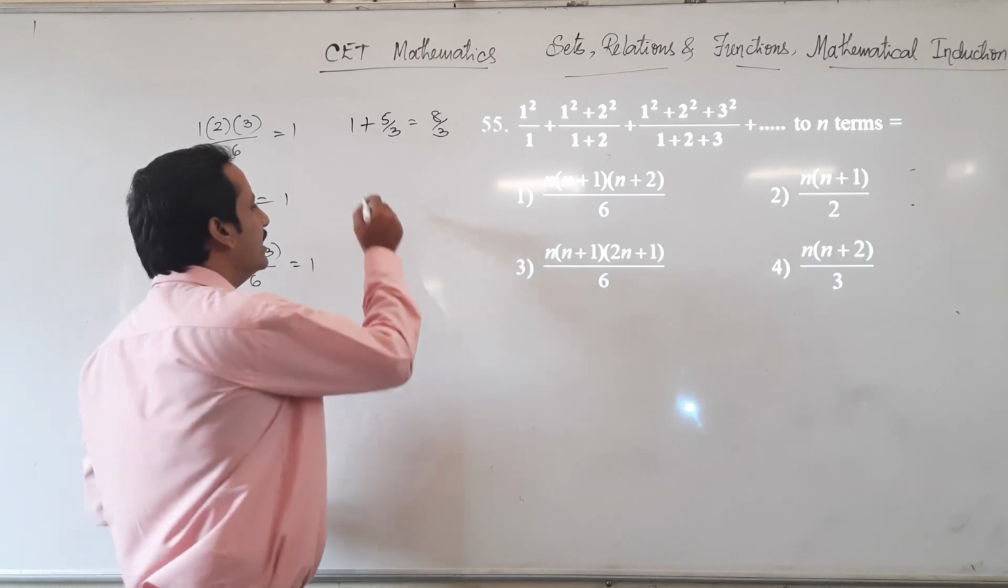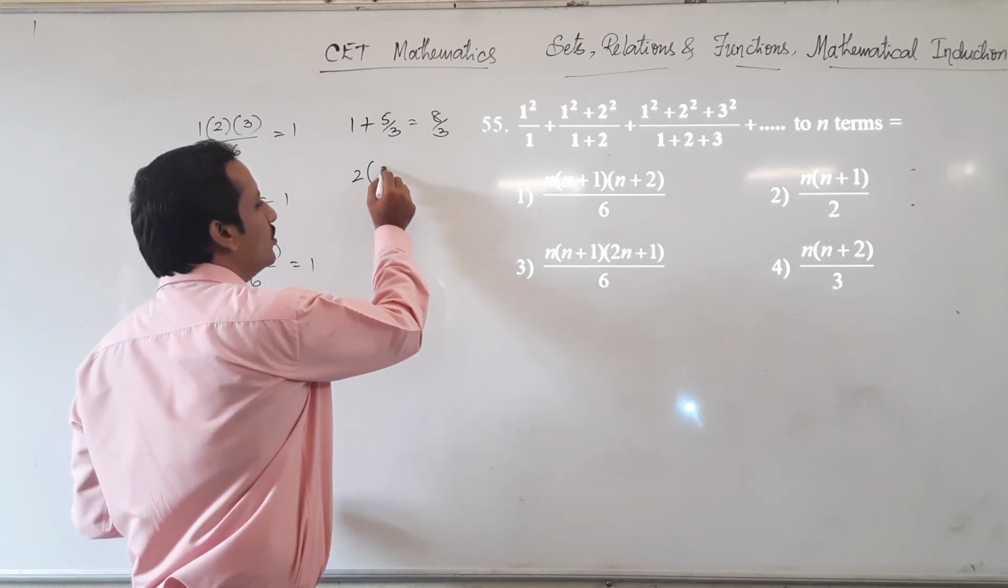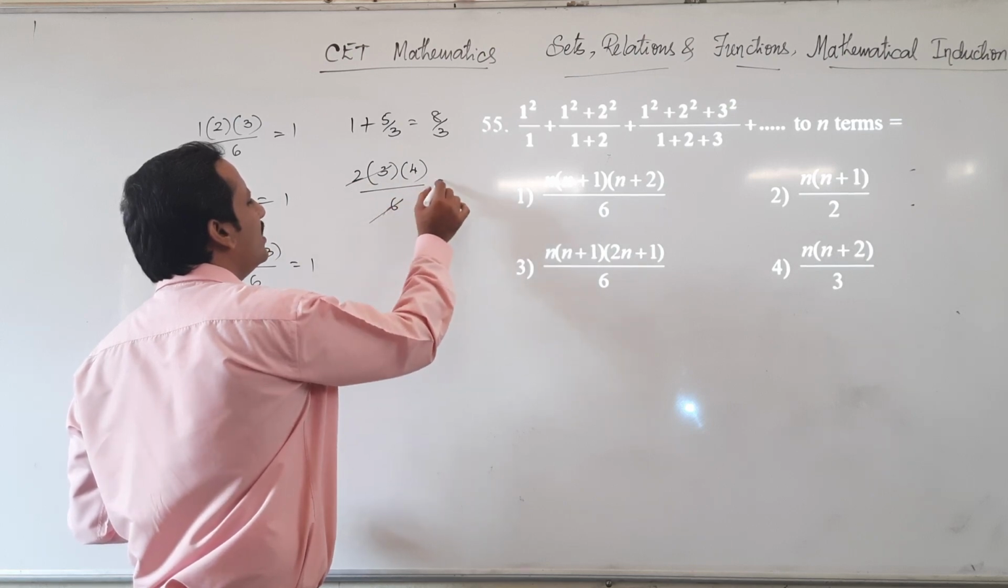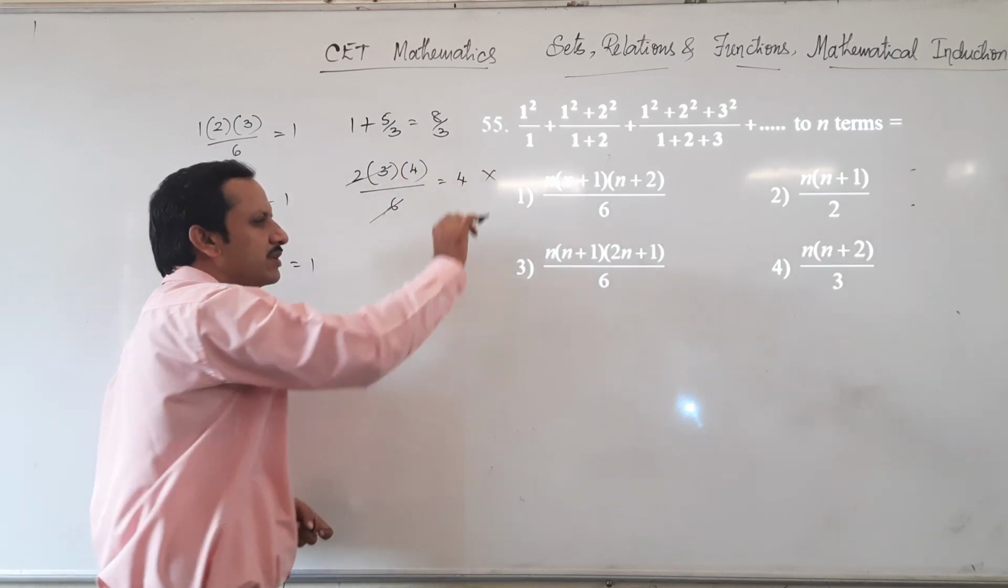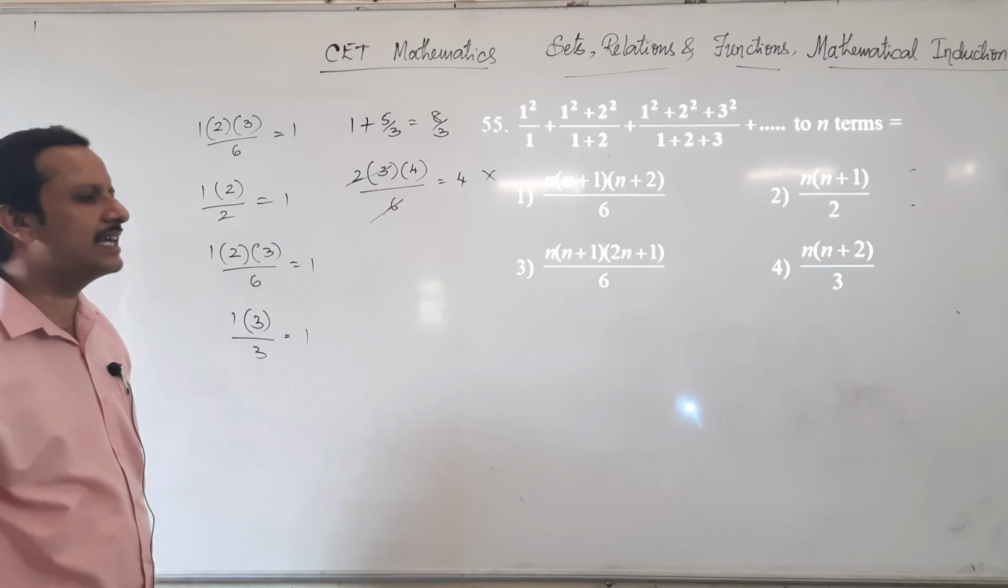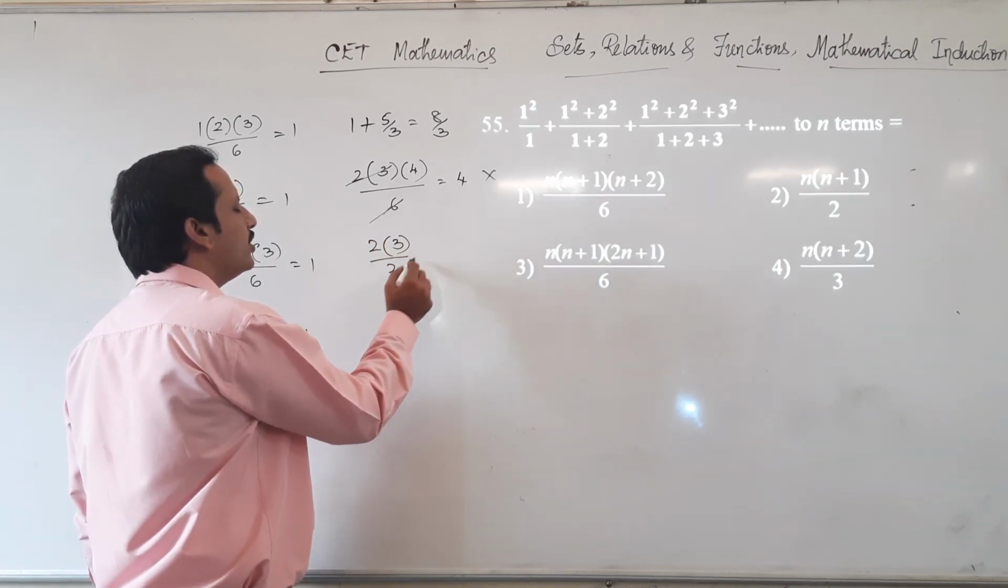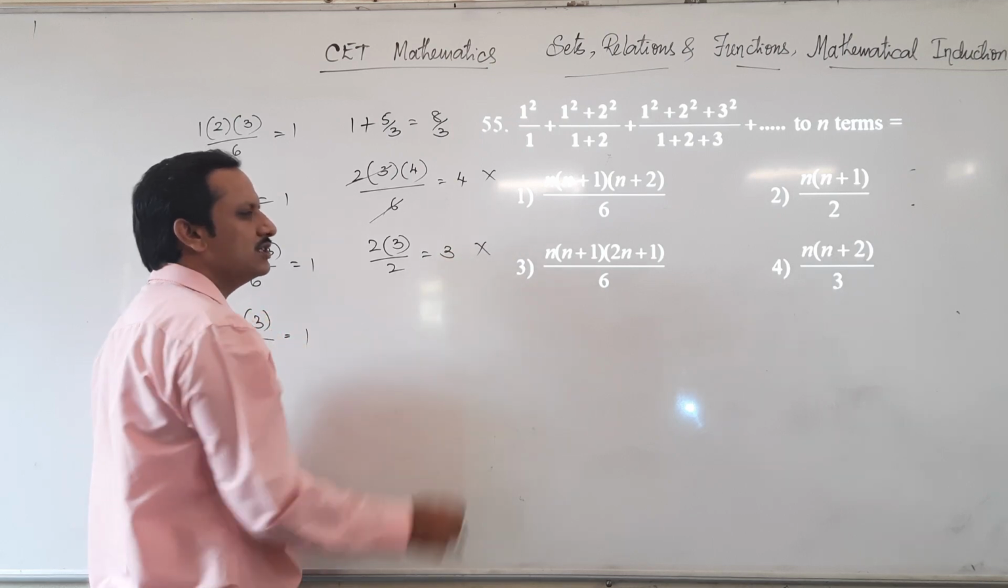Put n equal to 2 here, we get in the first option 2 into 3 into 4 by 6. This will give you 4. That cannot be the answer because we want 8 by 3. Then in the second option, if I substitute n as 2, I am going to get 2 into 3 by 2, which is equal to 3. Again, that is ruled out.